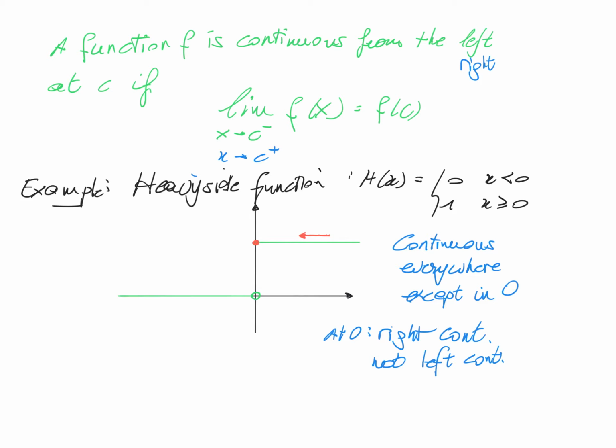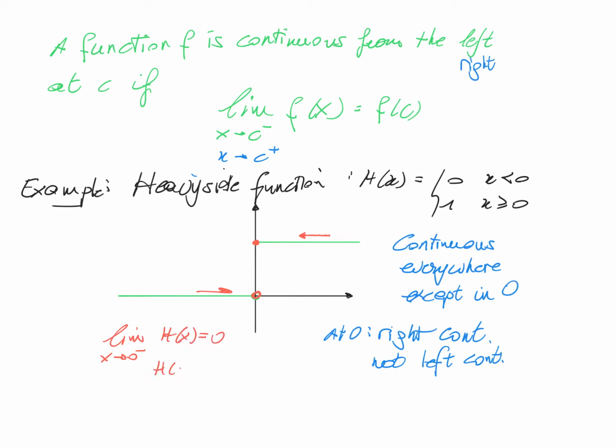However, the opposite is not true if you look from the left. So if you look from the left here, my left limit will be equal to 0 because we go to this point. But this point is different from the function value, which is 1. So you have that the limit from the left, so x going to 0 from the negative side, of h of x is 0.